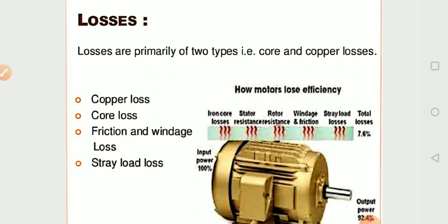Stray load losses are basically the losses which are caused by variation in load. If there is a variation in load, then these losses occur, but their value cannot be determined accurately at any point of time. So these are the losses, and we want to remove them, or we want them to be in very small amounts.